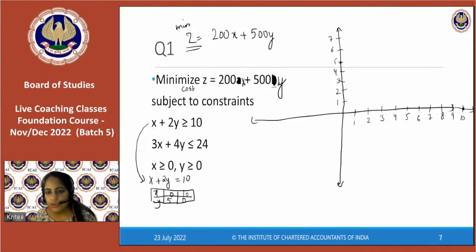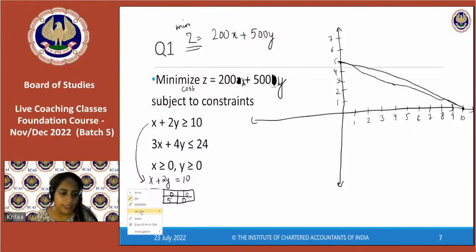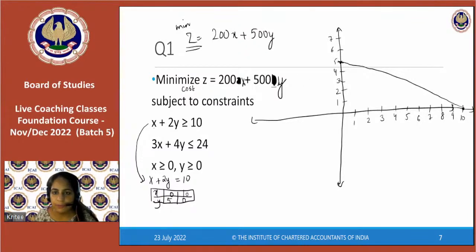So we will join this. Because I am doing it freehand, there might be a possibility that my intersection will not be a correct point. But you can do it with the pencil and scale, and you will get the exact same answer. Okay, so this is my first line. This line indicates that X plus 2Y is equal to 10.